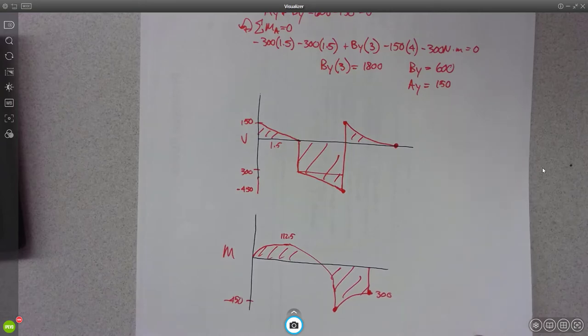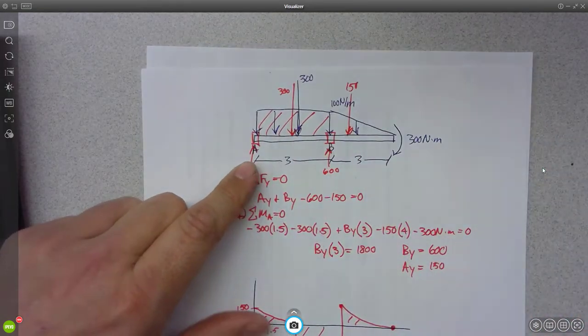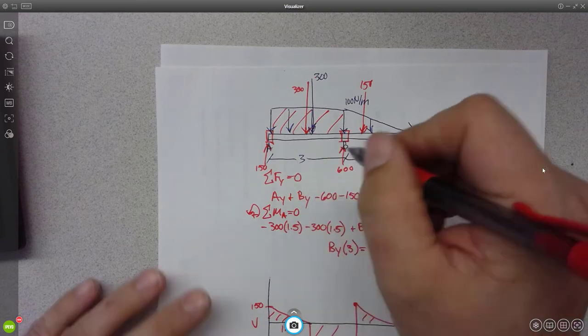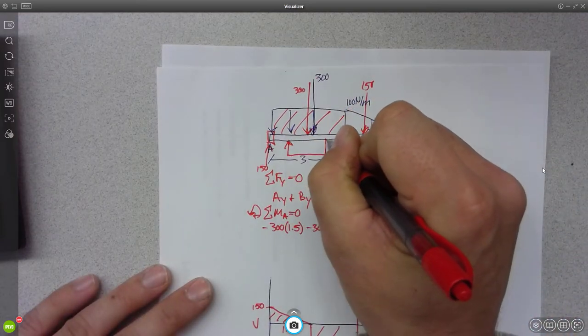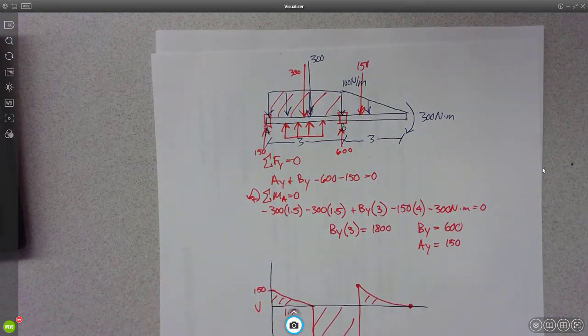Okay. Yes, ma'am. Would a distributed load give you a positive slope? Only if you had a distributed load that was up. So the question was, would a distributed load ever give you a positive slope? The answer is yes, if I had a distributed load like that, and it was up, it would give me a positive slope. Okay.